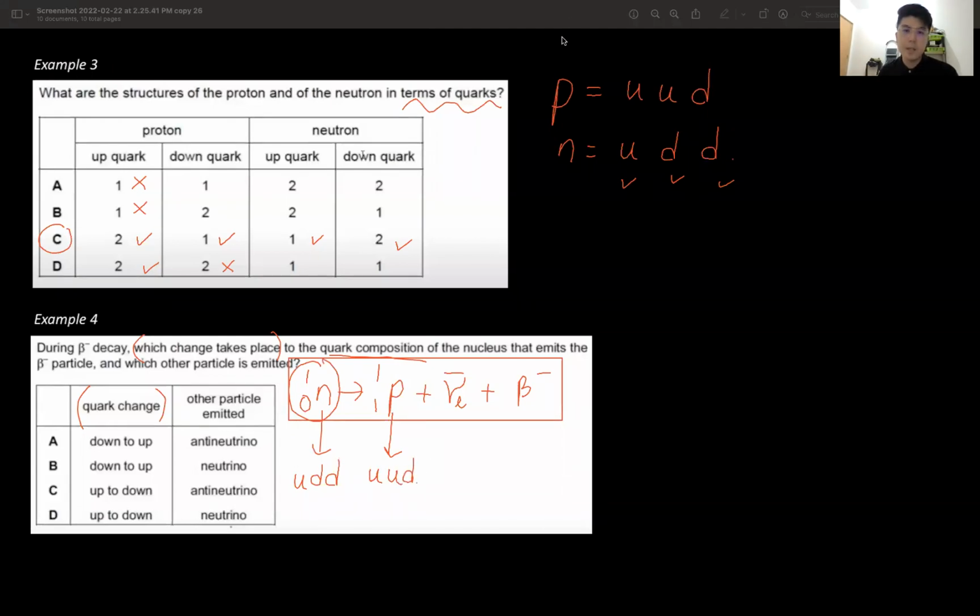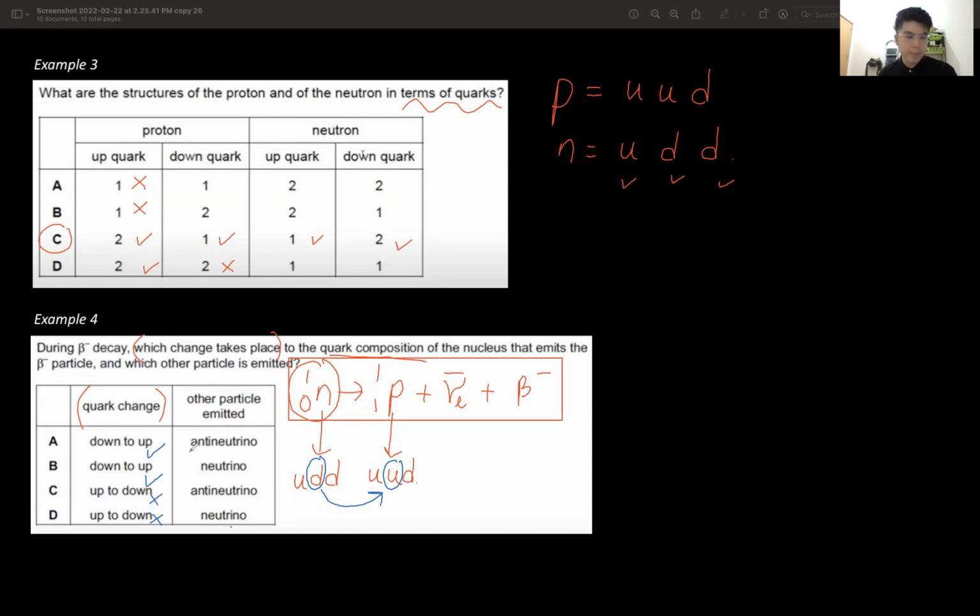Here you have seen there is a change. What changed? This D has changed to U. Right? Okay. So initially UDD, now is UUD. The down quark has changed to up quark. So down to up, this is correct. Down to up to down, this is incorrect. Okay. So these two possible answer.